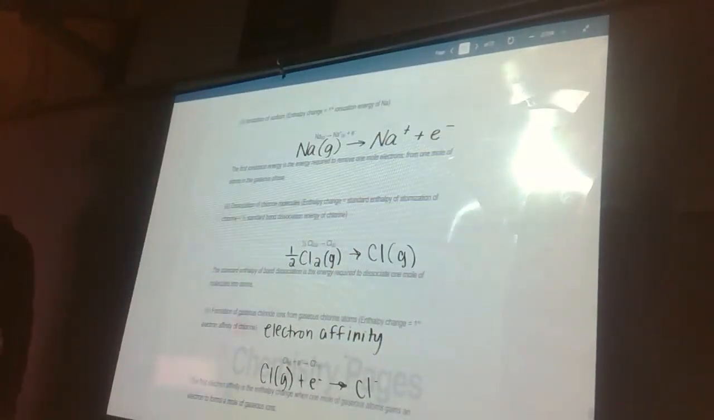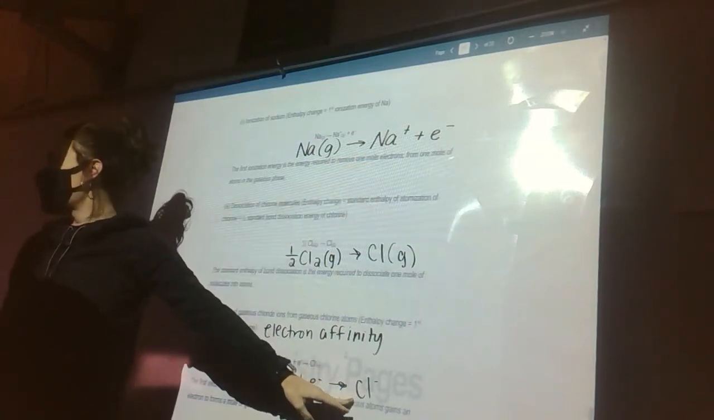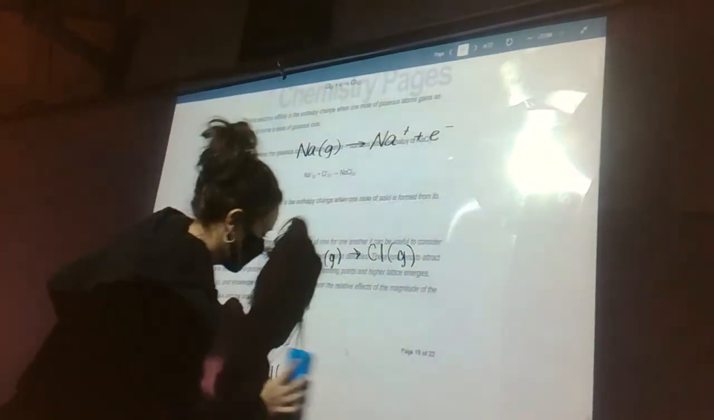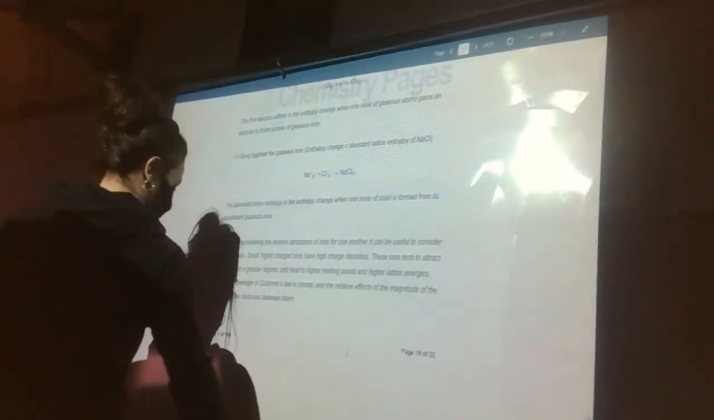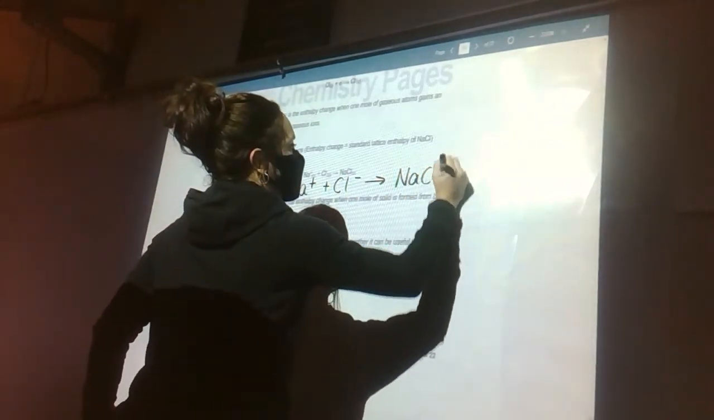This is an exothermic process, where ionization energy is an endothermic process. To remove an electron requires energy. Adding an electron is going to release some energy. At this point, we have sodium ions in the gaseous form, chloride ions in the gaseous form. And we can bring them together to make salt.